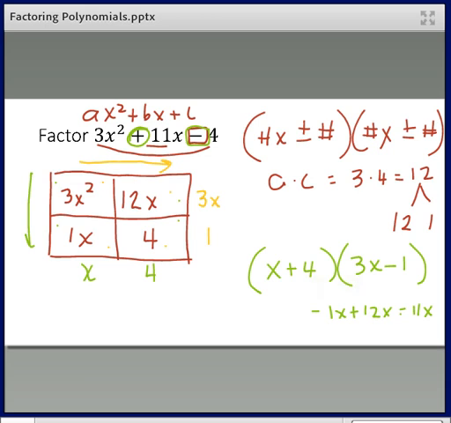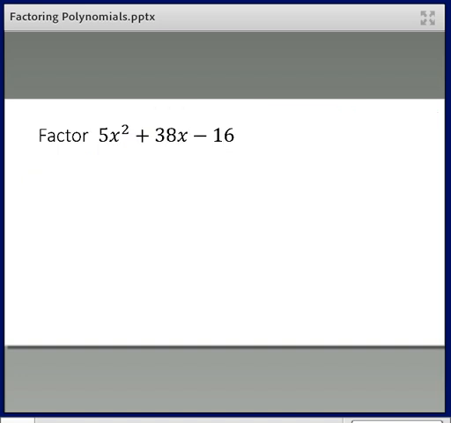And so that factors into those two binomials. Okay, one more example of this.